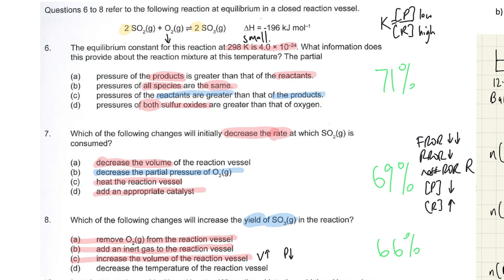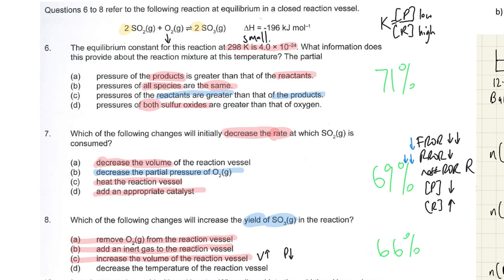Decrease the temperature. So if I decrease the temperature, what's going to happen? If I decrease the temperature, the forward rate of reaction is going to go down, the reverse rate of reaction is going to go down, but which one's going to go down by more? It's going to be the endothermic, which happens to be the reverse.